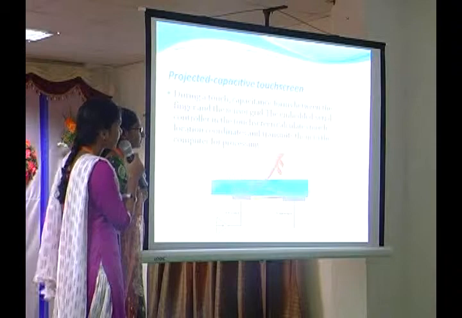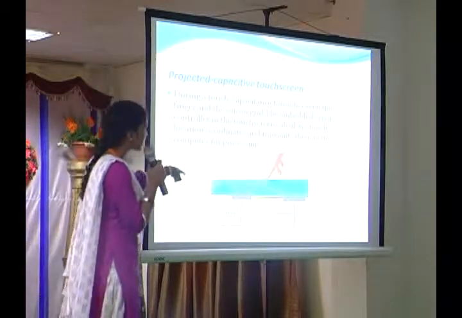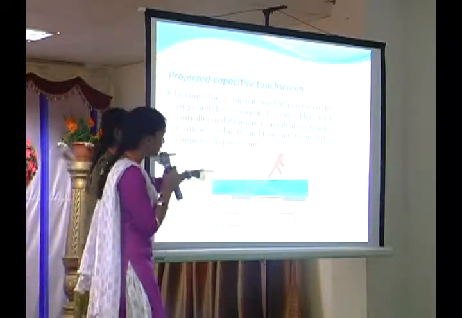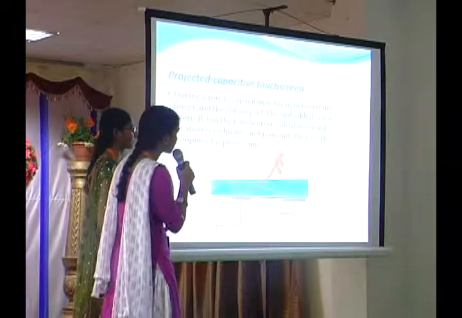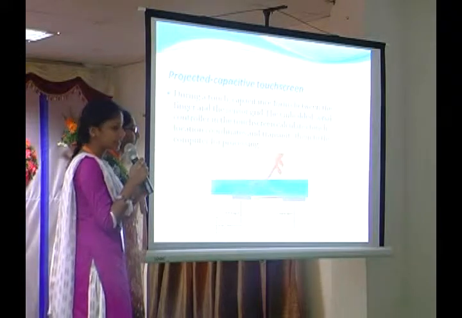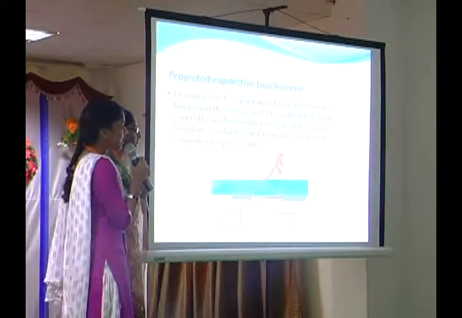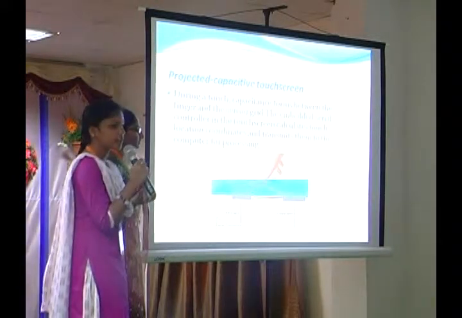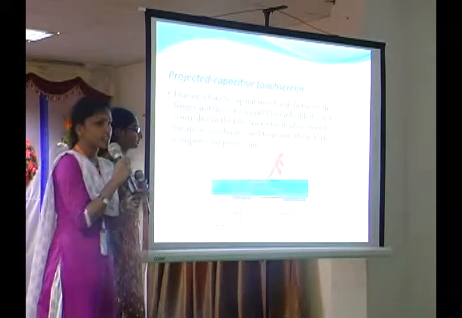Here is how the projected capacitive touchscreen works. When you touch the screen, capacitors form between the finger and the sensor grid, so that the touchscreen calculates the location of the touch and transmits the information to the computer for processing using the controller.